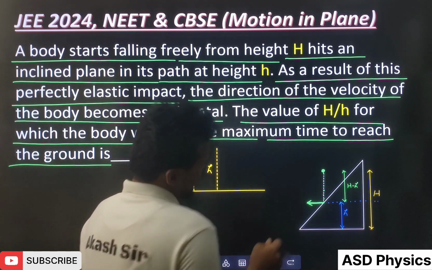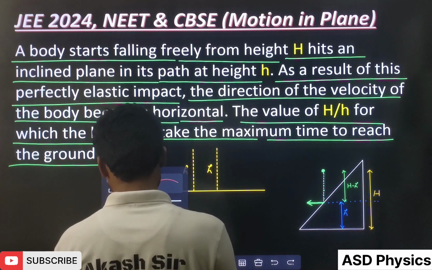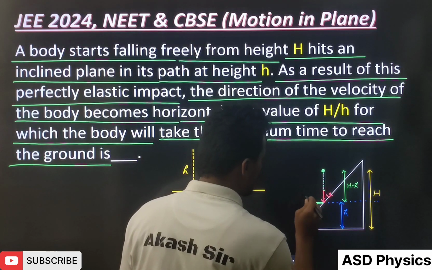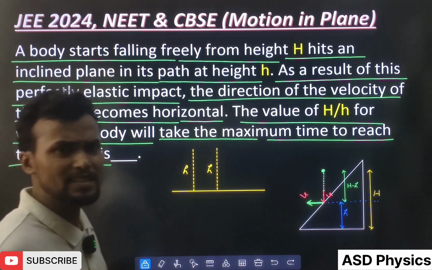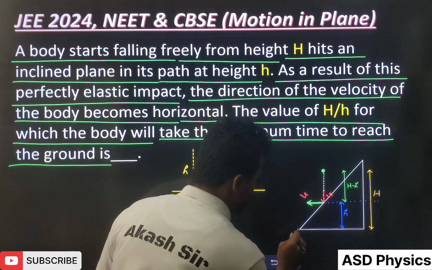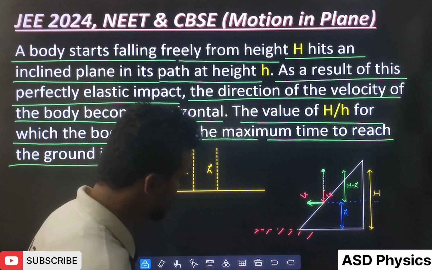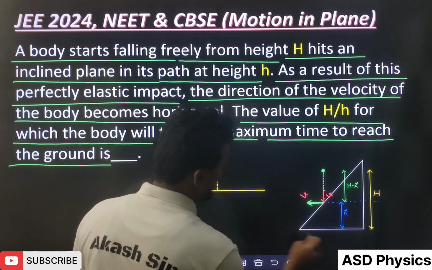Let's take it is striking with the velocity v. Because of the perfectly elastic impact, it again gets the velocity v only. Or we can say the speed is the same, the direction is different. After that it will follow the parabolic path.